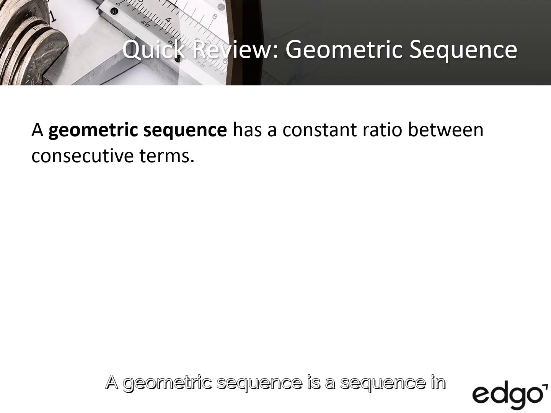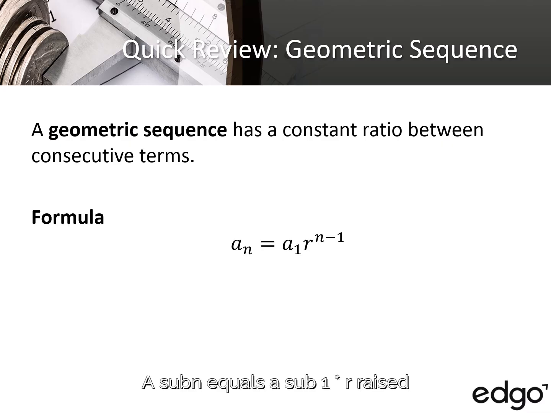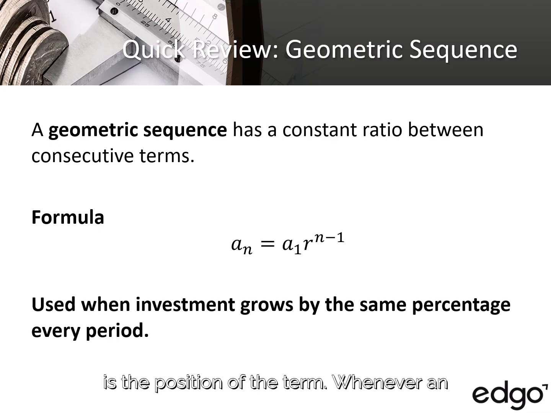A geometric sequence is a sequence in which the ratio between consecutive terms remains constant. The formula is A sub n equals A sub 1 times r raised to the quantity n minus 1. Here, A sub 1 is the first term. R is the common ratio, and n is the position of the term. Whenever an investment grows by the same percentage every period, we use this formula.